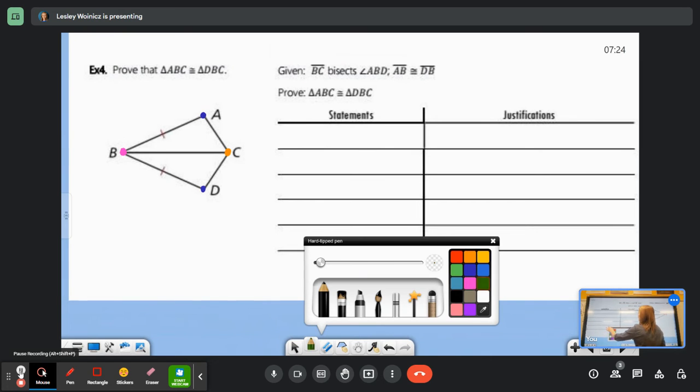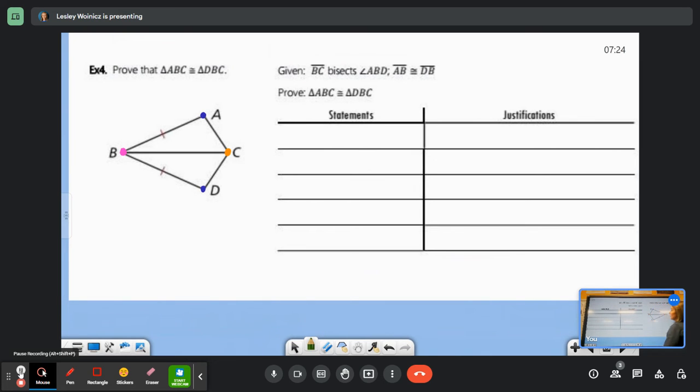Okay, so we know that BC bisects angle ABD, and we know that side AB is congruent to side DB. I'm going to start with the sides. So side AB is congruent to side DB. Okay, that was just given to me.